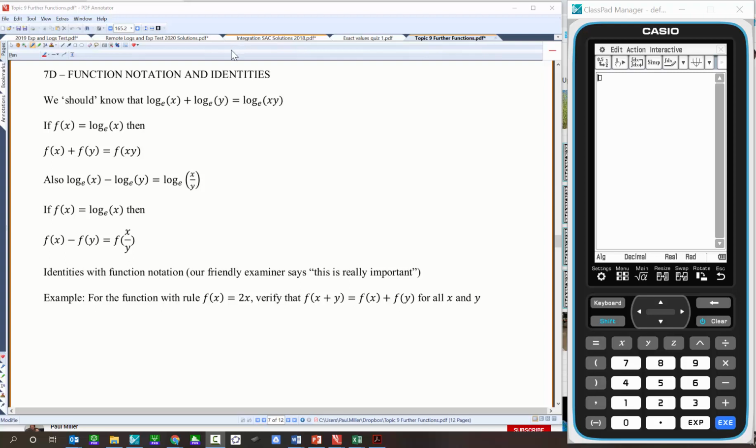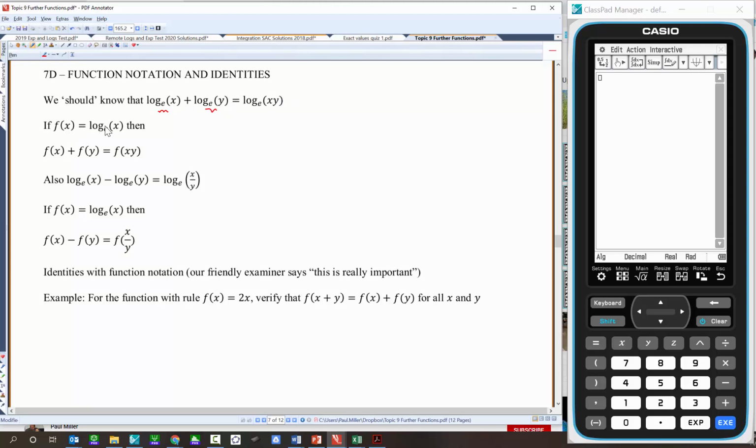This lesson's a fairly bizarre one. It's called function notation and identities. So we should know that log x plus log y equals log xy. Okay, why do we know that? Well, remember the rule: when common logs with common bases are added together, you multiply the values being logged.